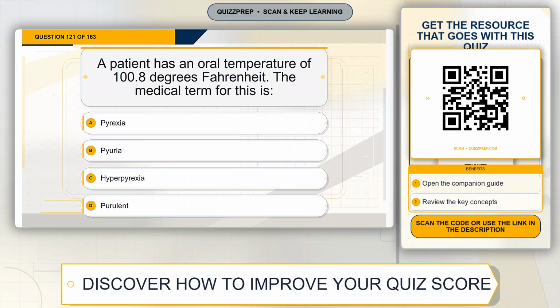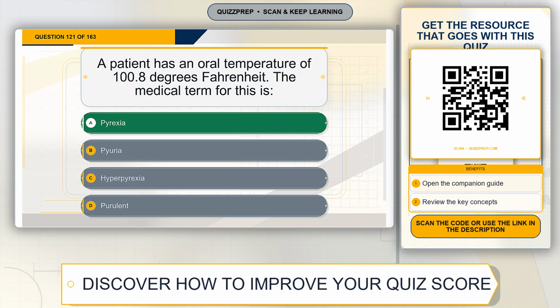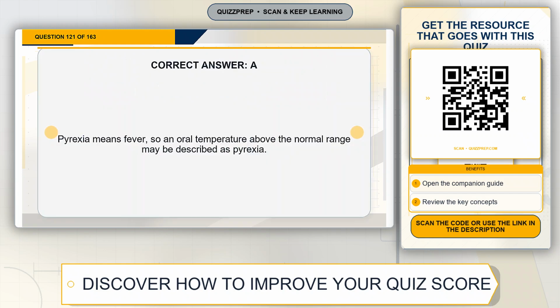Question 121. A patient has an oral temperature of 100.8 degrees Fahrenheit. The medical term for this is option A, pyrexia. Option B, pyuria. Option C, hyperpyrexia. Option D, purulent. The correct answer is option A, pyrexia. Explanation. Pyrexia means fever, so an oral temperature above the normal range may be described as pyrexia.